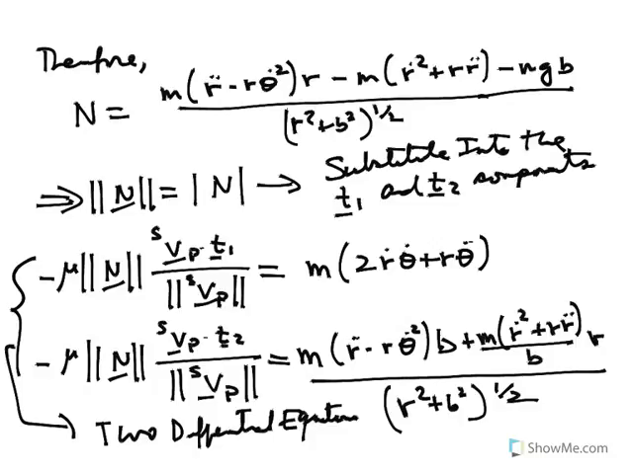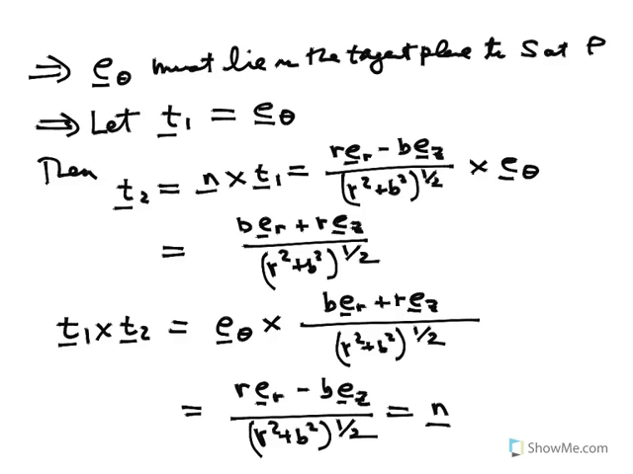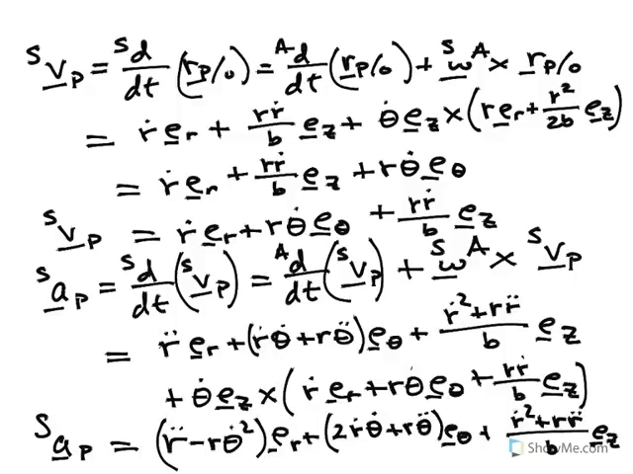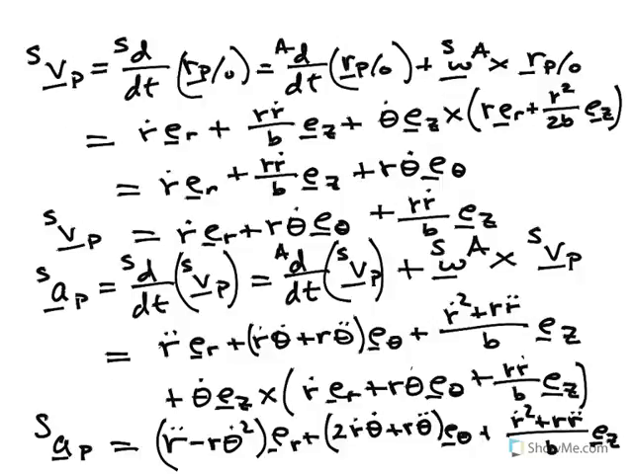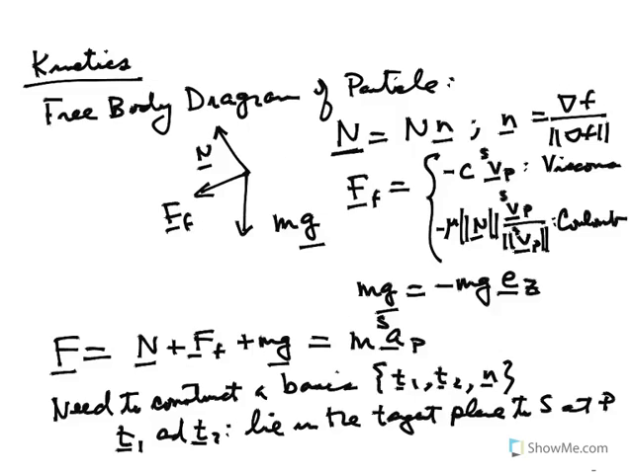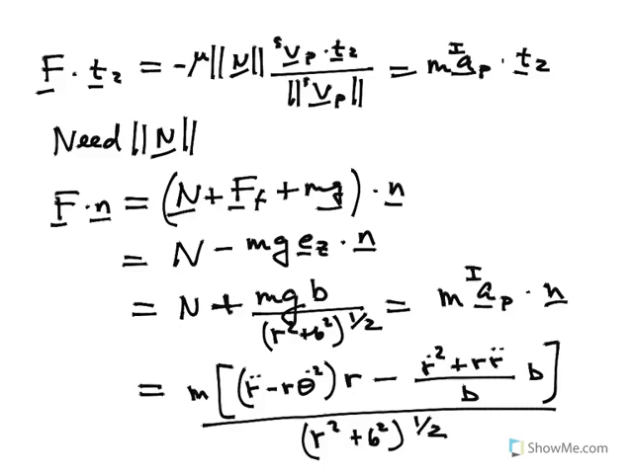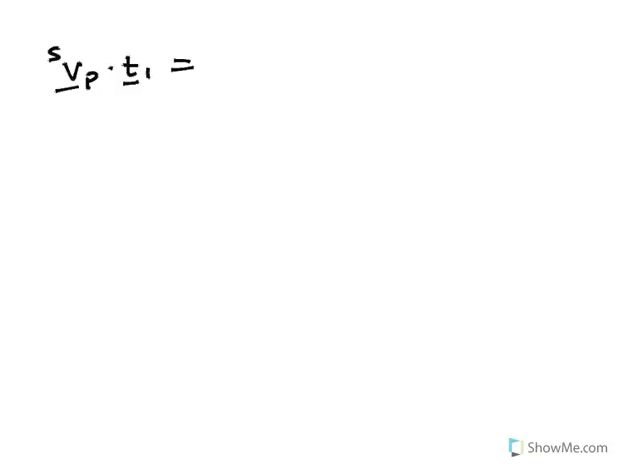The only step I didn't do in this last problem is I didn't take the dot product of VP with T1 and VP with T2. But I can do that just to complete this. So VPS dotted with T1 is equal to, if you remember what the velocity was, the velocity as viewed by an observer fixed to the surface was equal to r dot er plus r theta dot e theta. I need the component in the e theta direction. So VP dotted with T1 is equal to r theta dot, times T1, which is equal to e theta. So that's VP dotted with T1.